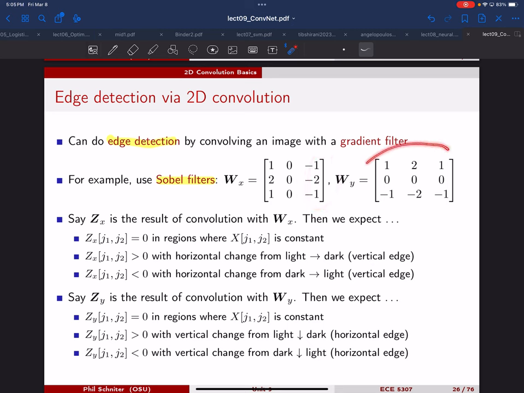On the other hand, this one will be able to detect vertical changes. If you have bright on the top and dark on the bottom, this will give you a positive output. If you have dark on the top and bright on the bottom, it will give you a negative output.